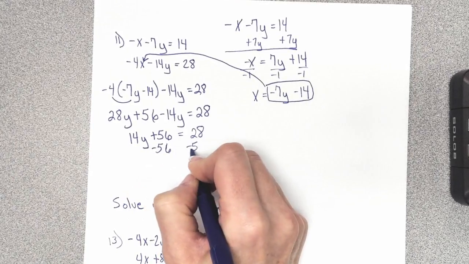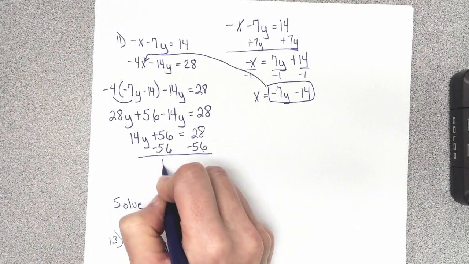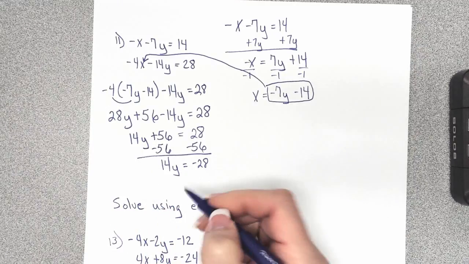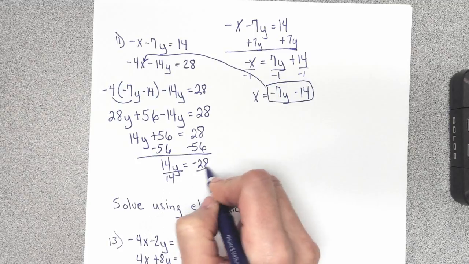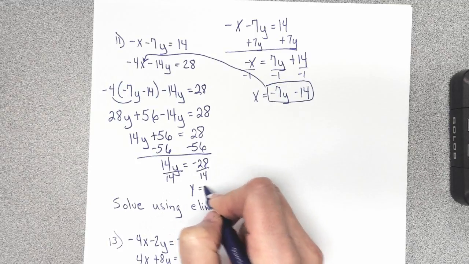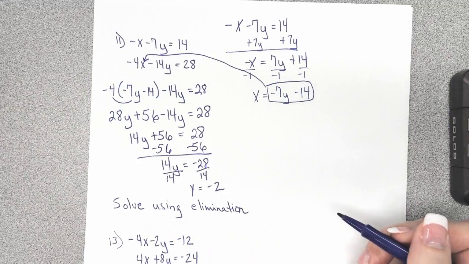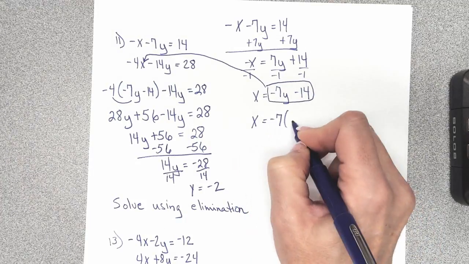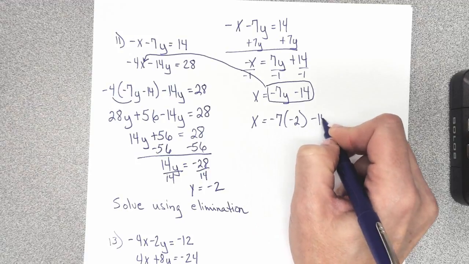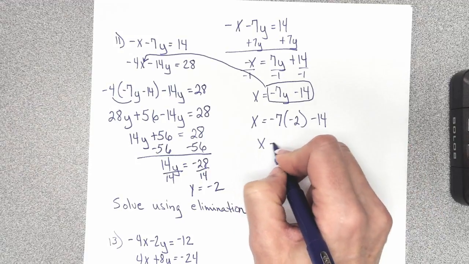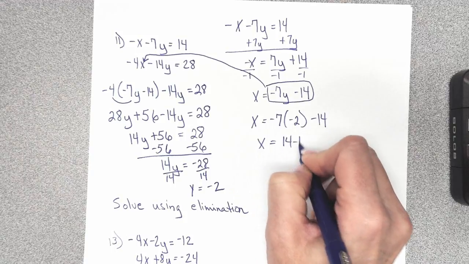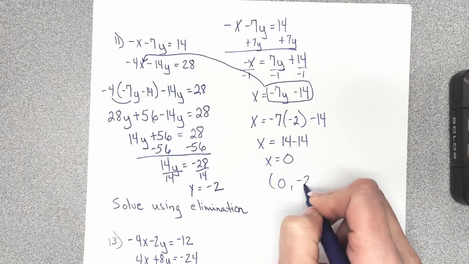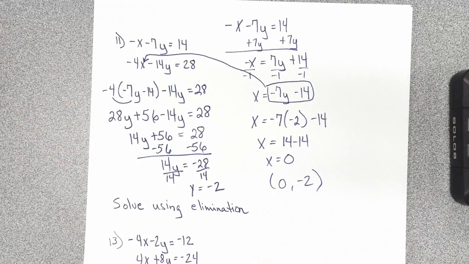Subtract 56. So I've got 14y equals negative 28. Divide. So y equals negative 2. Go back and plug in. So negative 7 times negative 2 minus 14. So x is 14 minus 14. So x is 0. So 0, negative 2 would be my answer.